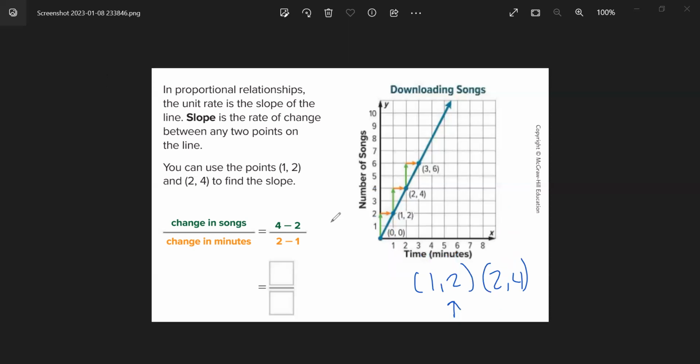Good. Now, we have to find the change in those points. So we get the change in Y first. So 4 minus 2, divided by 2 minus 1. So 4 minus 2 is 2, and 2 minus 1 is 1. All right? So my change right here was 2.